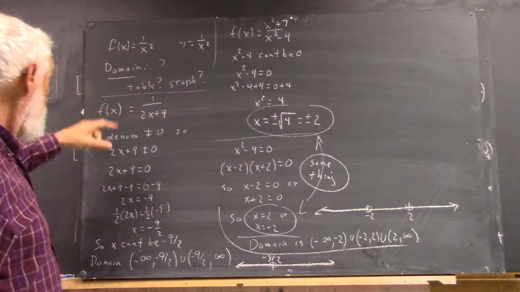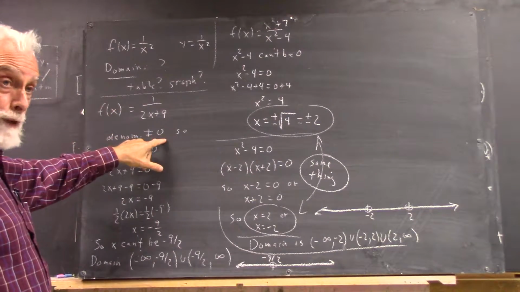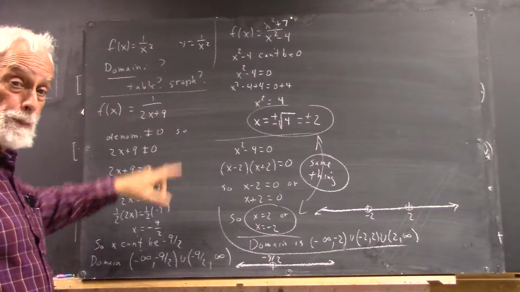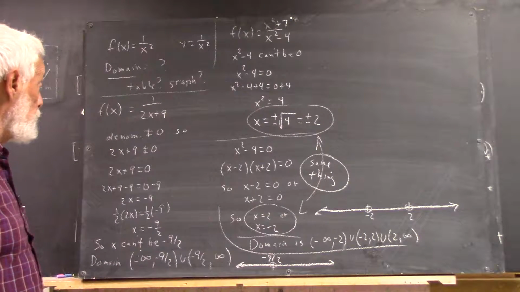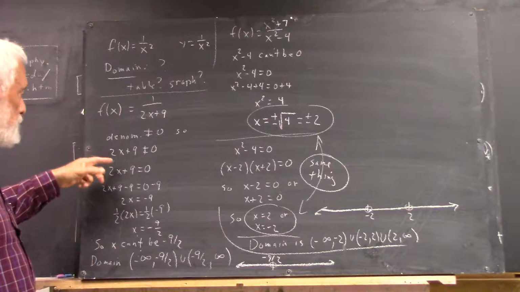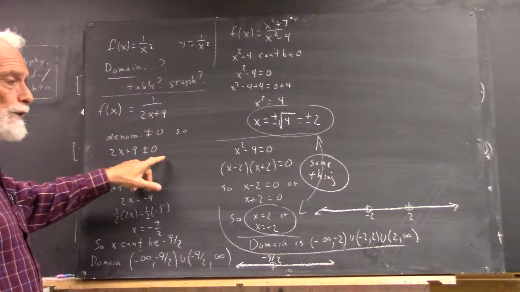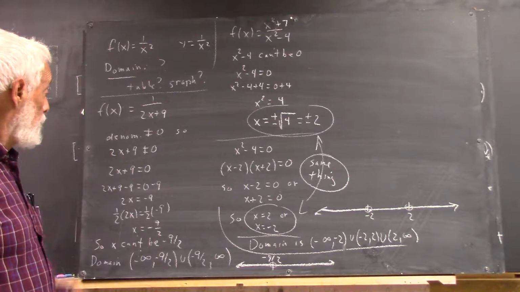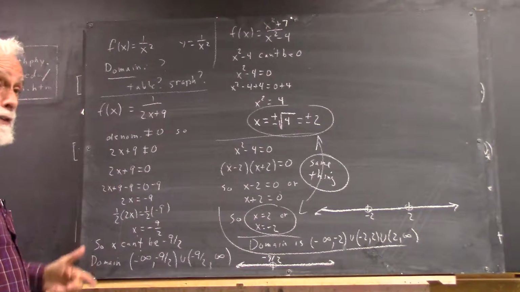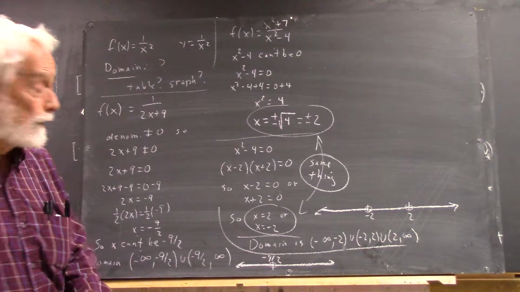Well, so we reason this out. Okay, there's a denominator. The denominator can't be 0. So what do we conclude? We conclude that 2x plus 9 can't be 0. Okay? So we find when it is 0, so we know to exclude those values.